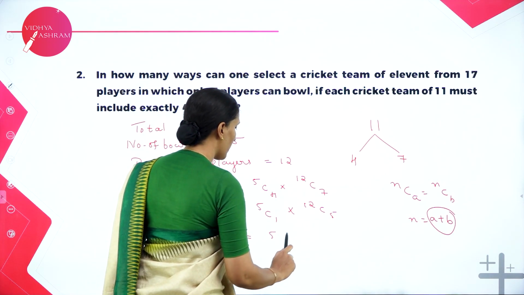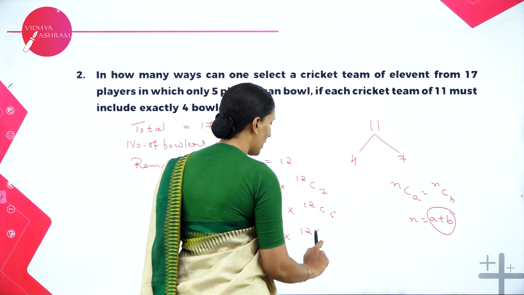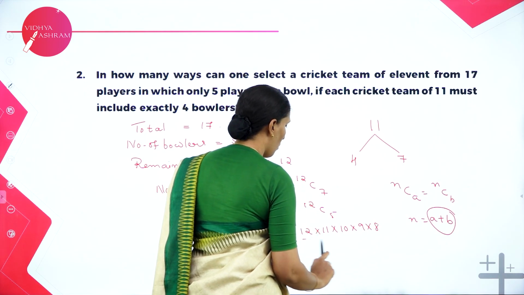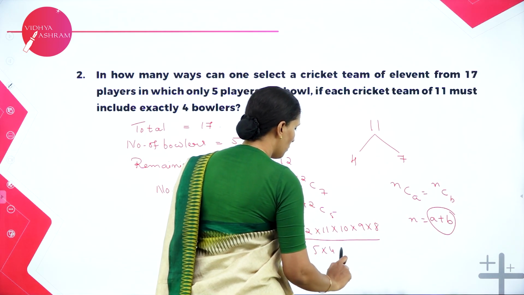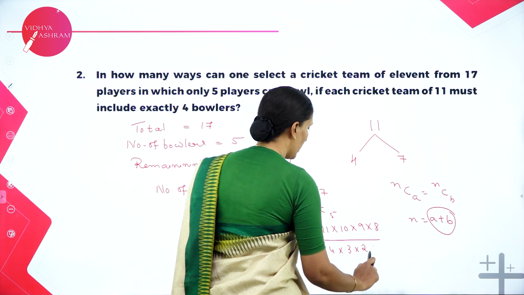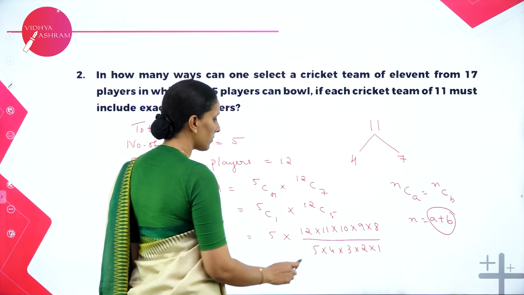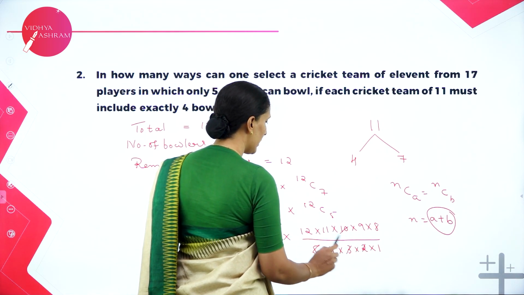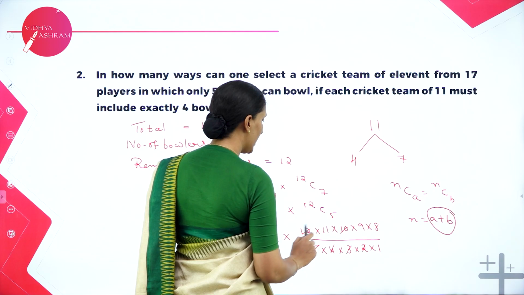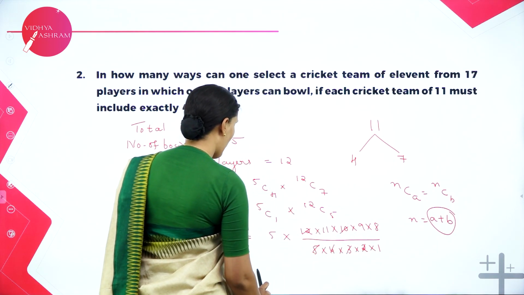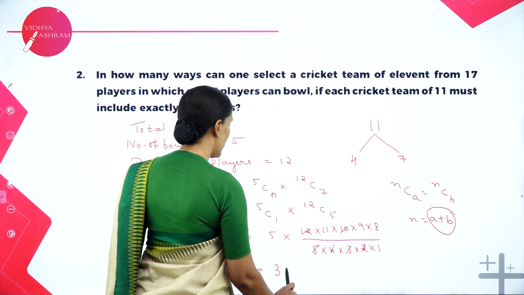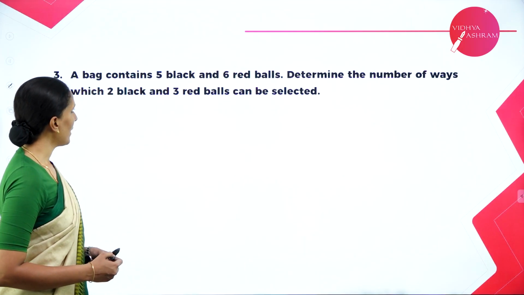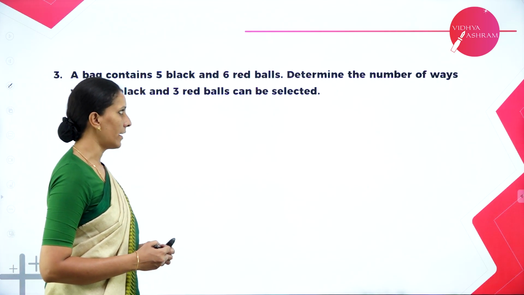We know that NC1 is N. So this is 5. And here if we solve this, 12 into 11 into 10 into 9 into 8 whole divided by 5 into 4 into 3 into 2 into 1. So here we can see 5 2s are 10, 4 3s are 12. So we have 5 into 11 into 9 into 8. So the value will be equal to 3,960.